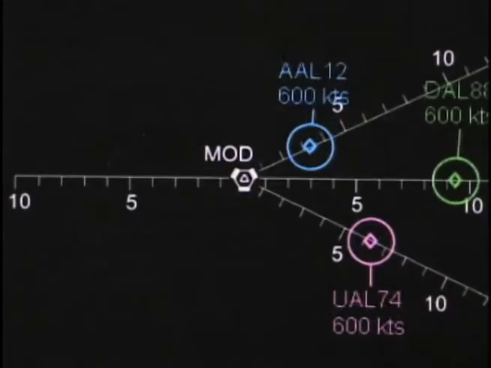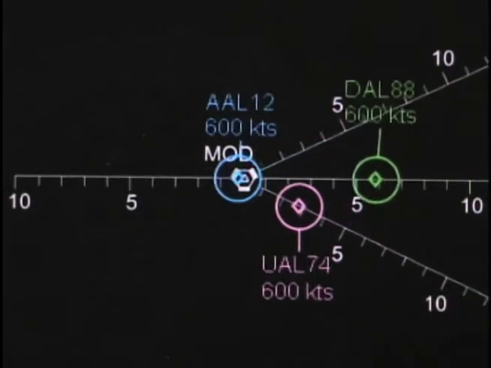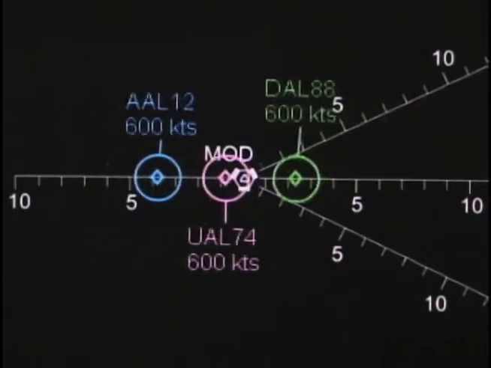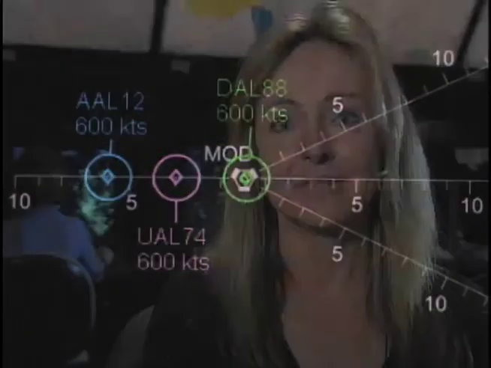Now my goal, and yours too, is to line up the planes over Modesto with ideal spacing and get them there in the shortest amount of time. Now it's your turn to make some air traffic control decisions. Can you handle Sector 33?